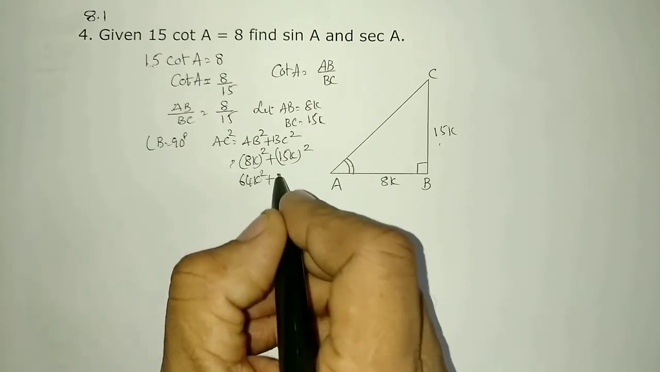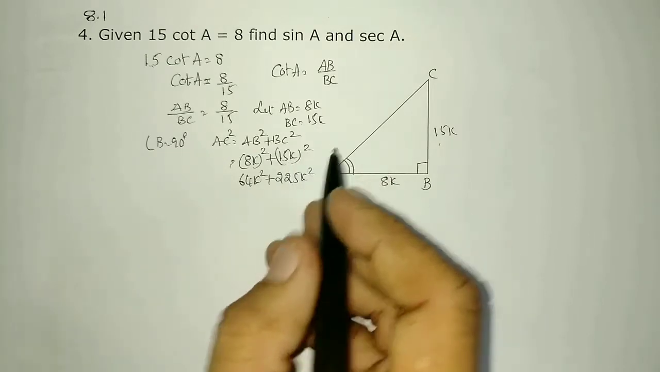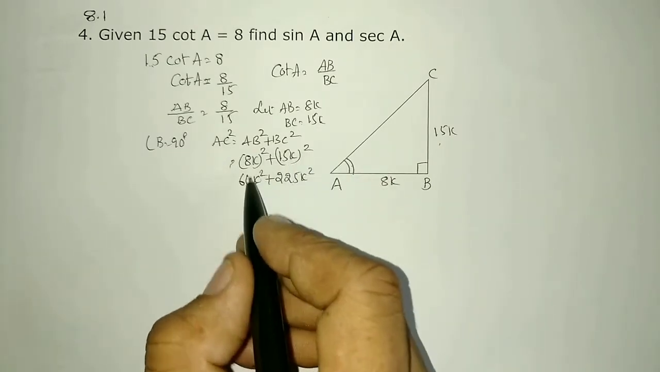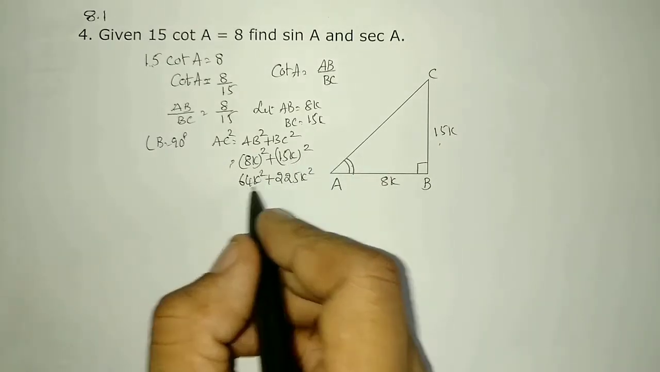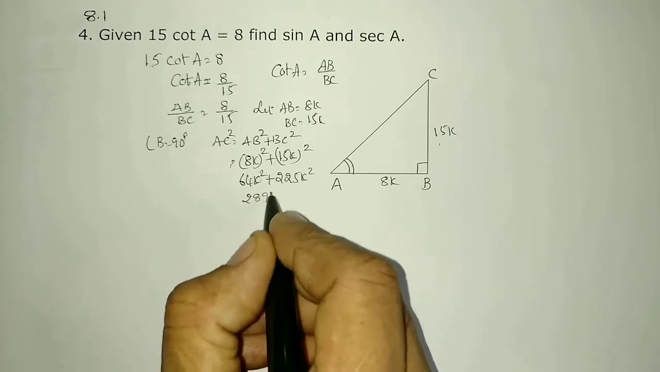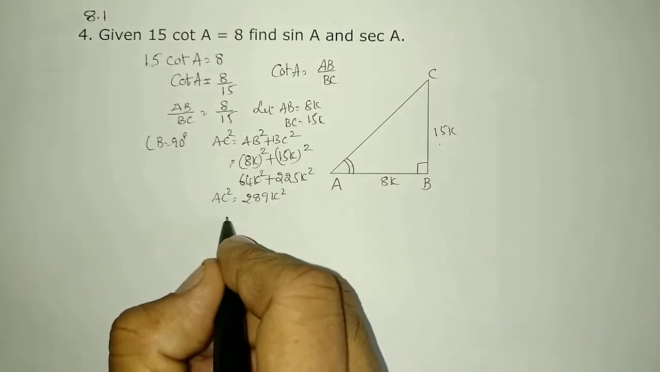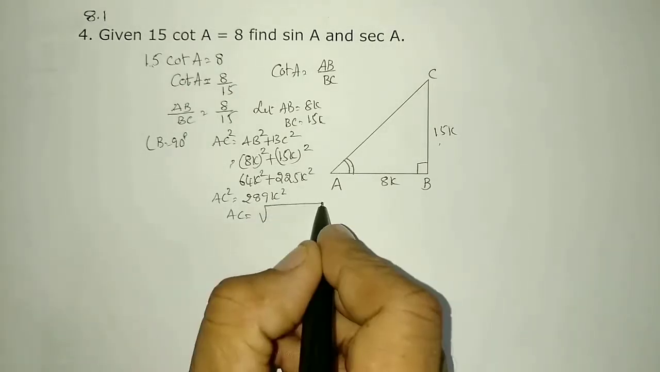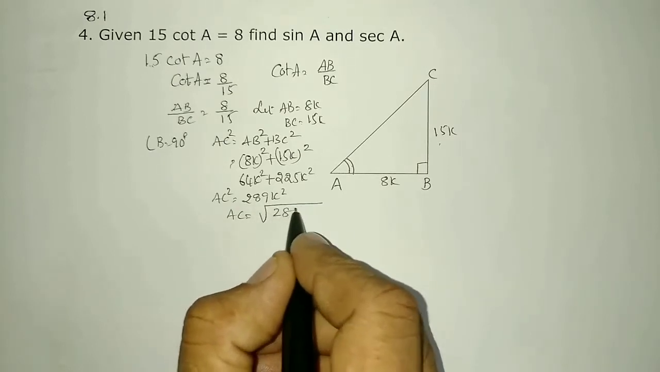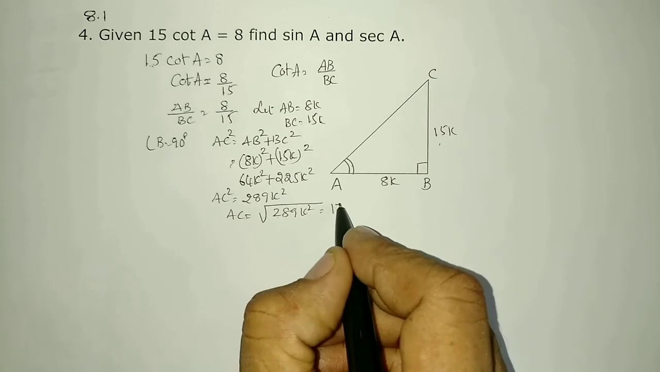64k square plus 225k square. 15k whole square means 15 into 15, 225. 8 into 8, 64. By adding those we get 289k square. So AC square equal to 289k square. AC equal to root 289k square. Square root of 289 is what? 17k.